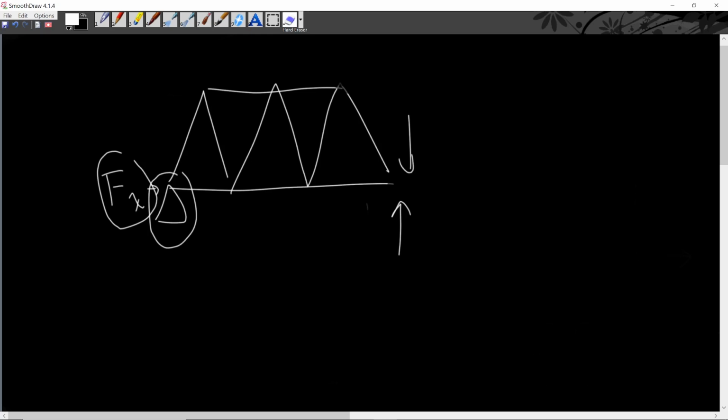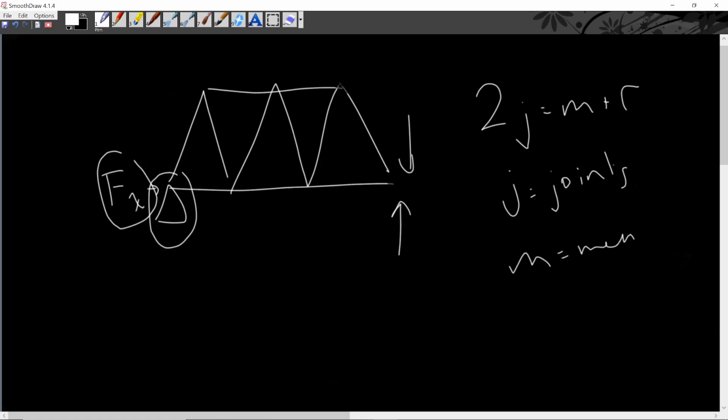And the way to actually see if a truss is statically determinate or not, there's a very specific formula for this. In order to determine if a truss is statically determinate or not, we need to say that 2j equals m plus r. And j is going to be the number of joints. M will be members. And then r will be the number of supports, forces, or reactions.